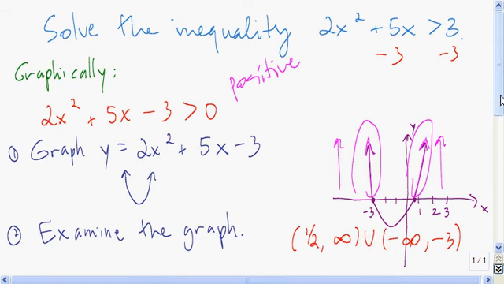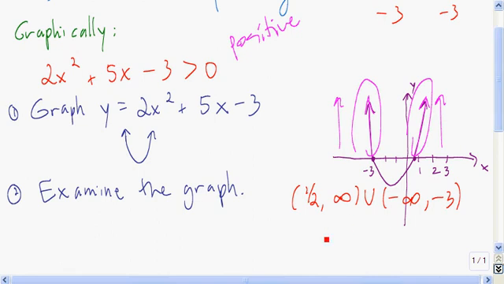I'm going to clean this up a little bit because usually when we write solutions in interval notation, we go in increasing order. So for my final answer, I'm going to put negative infinity, comma, negative 3, union 1/2 to infinity. Okay, so this is how we obtain the solution to an inequality graphically.